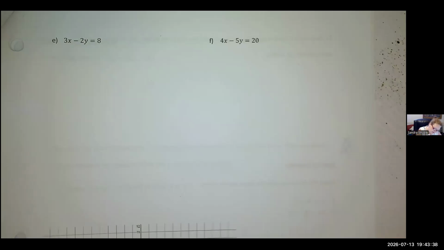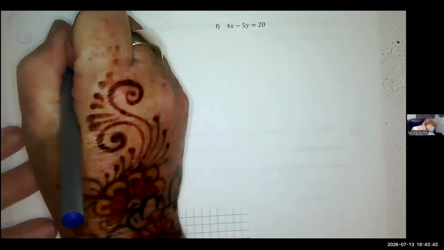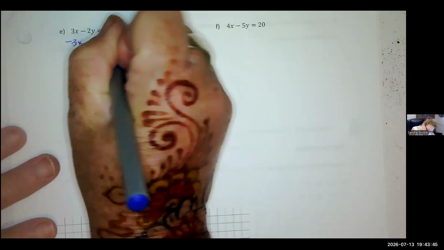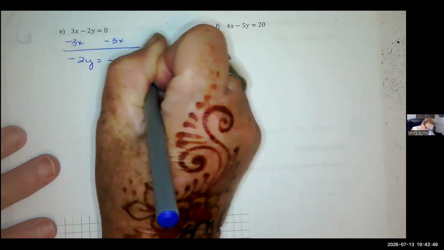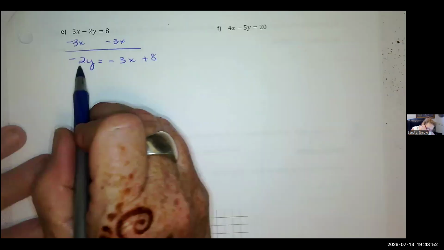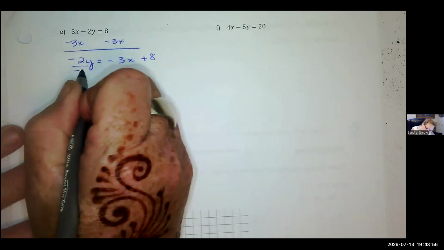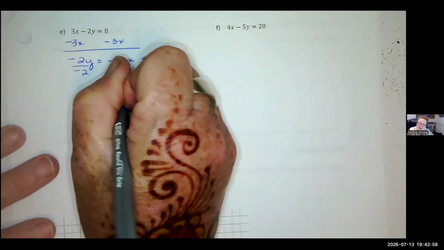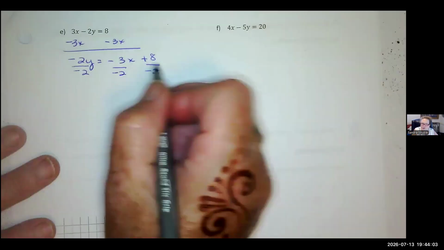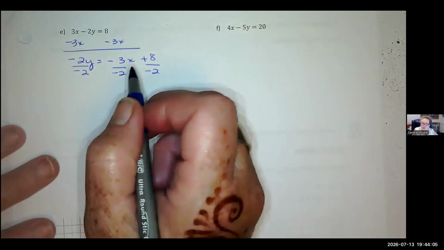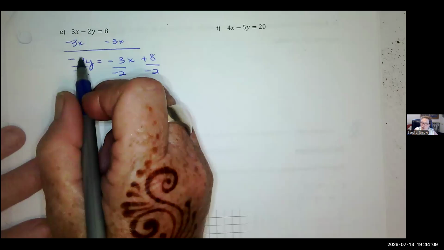Solving for y, I need to first subtract 3x from both sides of the equal sign. I have to divide both sides by negative 2. So I'm just going to put it under every single term. I find there's fewer mistakes that happen when I do that. If you put this whole thing over 2, it gets very confusing, and I don't want that happening to you. So when you divide by negative 2, put it under every term.